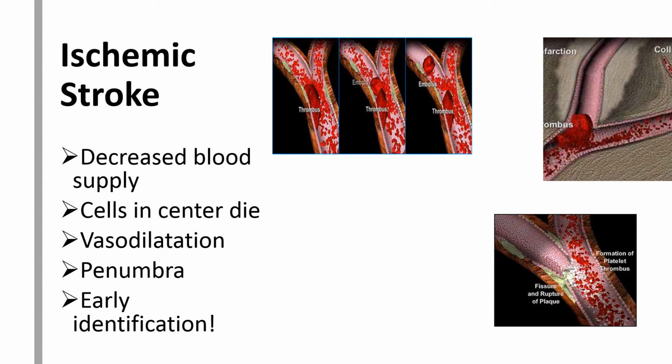The penumbra is an area of low cerebral blood flow surrounding the infarction area. The cells in the penumbra area are hypoperfused. And a penumbra, if you look it up, is a shadow around something. And so when you look at scans, the penumbra looks like a shadow on the scans. And what's really important about the penumbra is that it is salvageable.